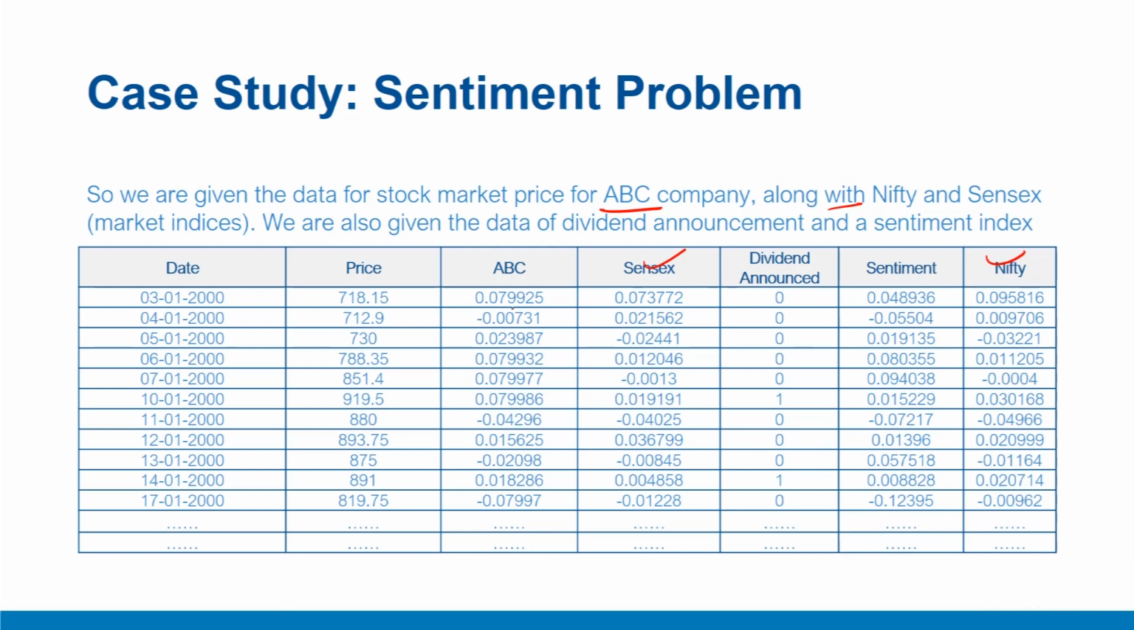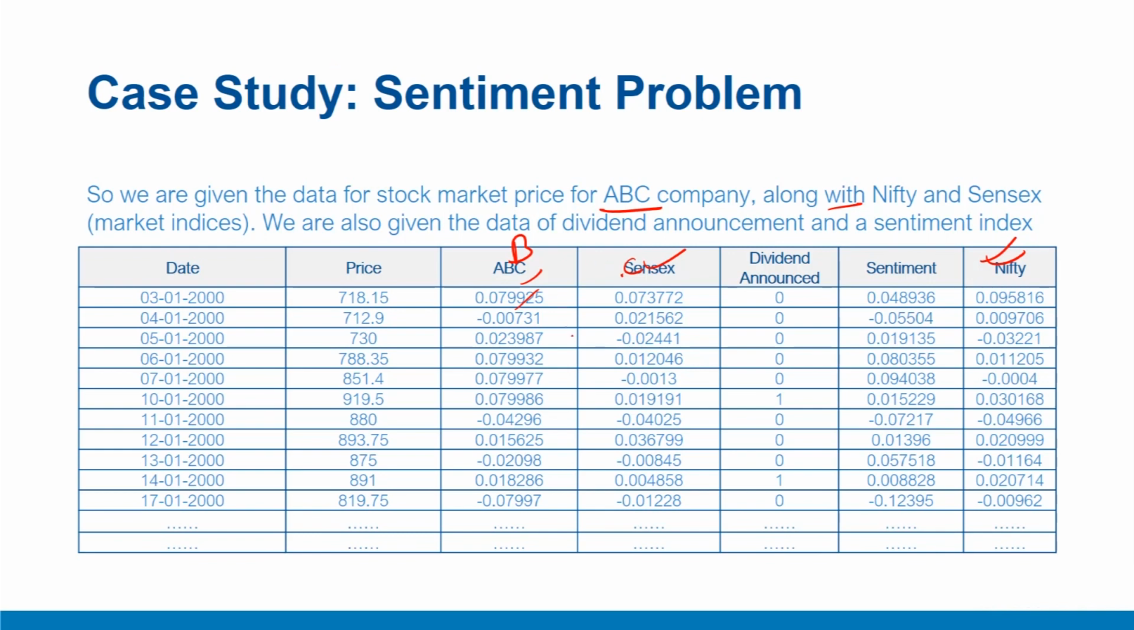We can construct daily returns as provided here. So we have daily returns of ABC. These are provided in this column. And next, let's call it column B. Next, we have daily return on Sensex. This is column C. And daily return on Nifty in this column.